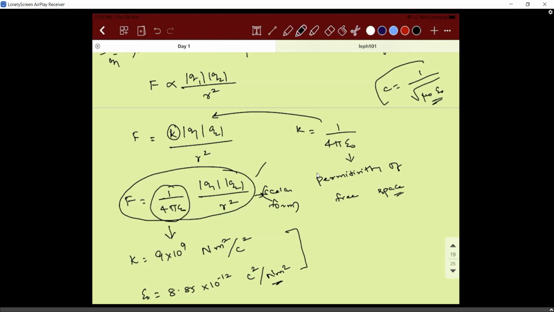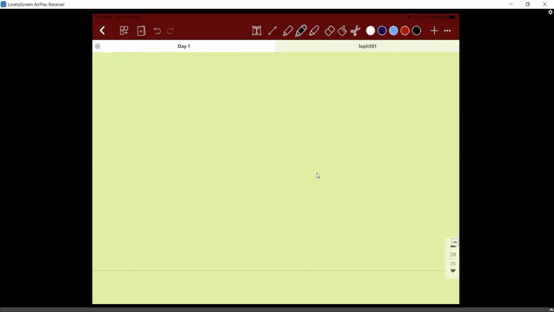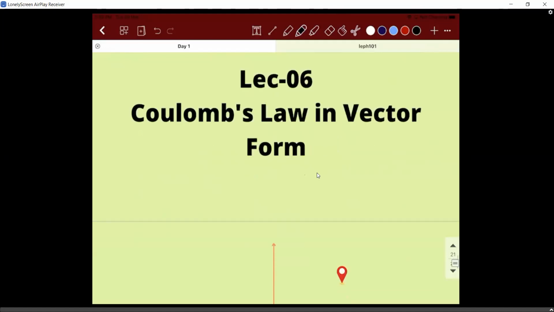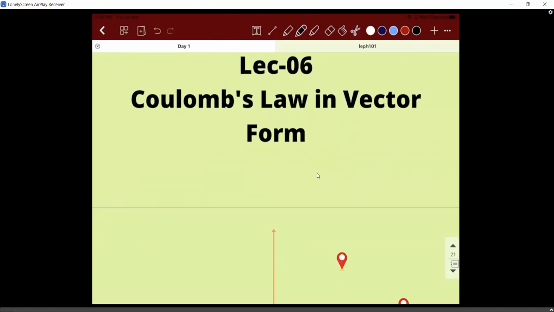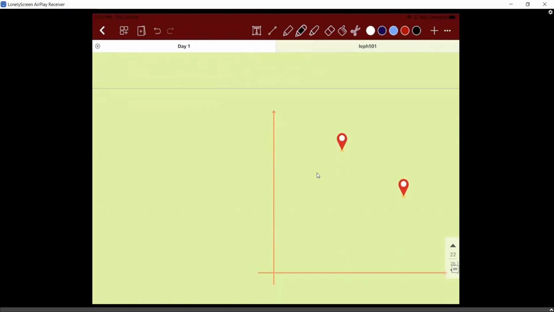Everyone here? So the last point for the day, we need to see how to represent Coulomb's law in vector form. So let's say there are two charges. Let's say, like a GPS system, they are located at two points. I will call one of the charges Q1 and the other one Q2, and let's say the distance of separation between them in terms of magnitude is R.